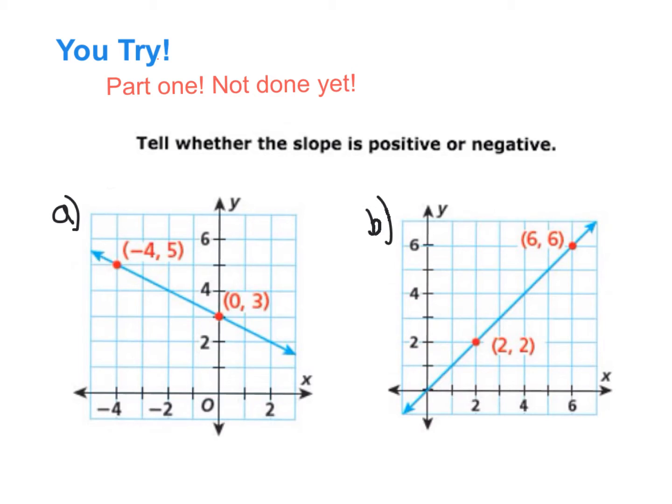In problem number A, as we read from left to right, we see that our slope decreases, or it slopes down. That would mean that we have a negative slope. In option B, as we read from left to right, our slope rises up, which means that our slope is positive.